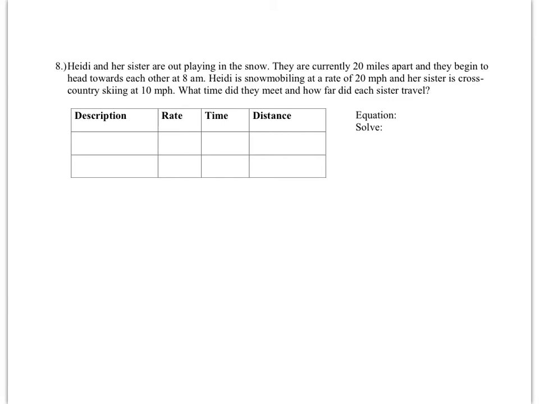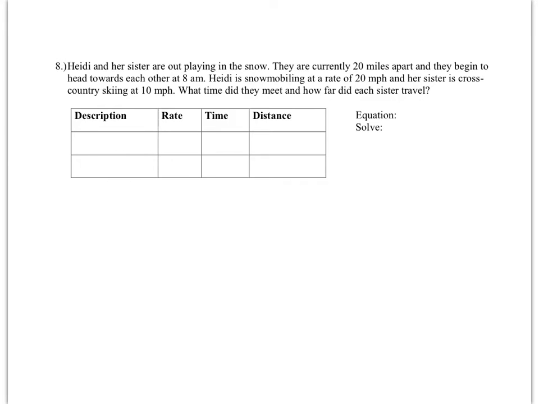All right, the next one. Heidi and her sister are out playing in the snow. They are currently 20 miles apart, and they begin to head towards each other at 8 a.m. Heidi is snowmobiling at a rate of 20 miles per hour faster than her sister. Her sister is cross-country skiing at 10 miles per hour. What time did they meet, and how far did each sister travel?